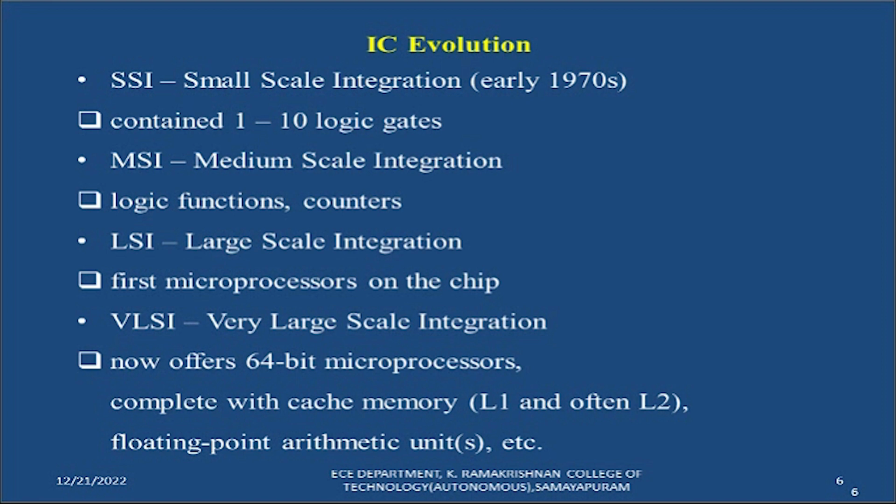So if you take SSI, the number of logic gates present within a single IC chip is 1 to 10, and in medium scale integration it will be in the range of 10 to 100. Logical functions and counters come under LSI, where we can have 100 to 1000 transistors. In VLSI we can have 1000 to 10,000, that is more than 10,000 transistors, and in ULSI, more than a million transistors will be involved, and so on.